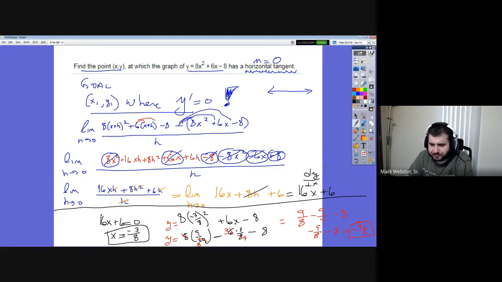But either way, the goal was to find the x1, y1. Well, here's your x1, right? Here's your y1. So your final answer is negative 3 over 8, comma, negative 73/8. This point right here is the point that they wanted. All right?